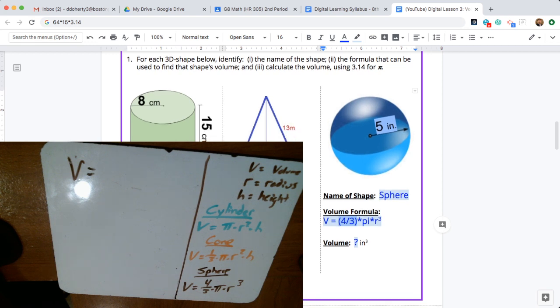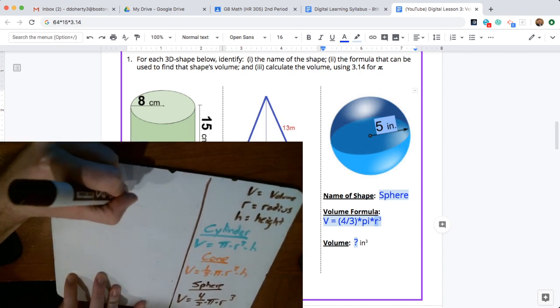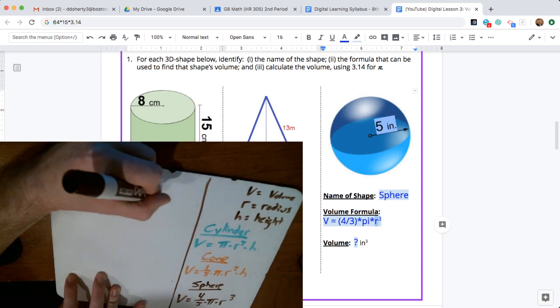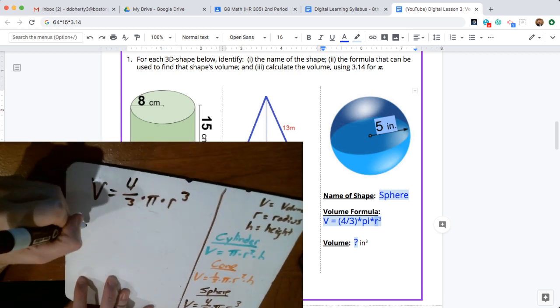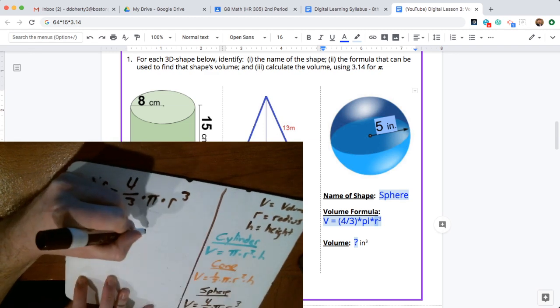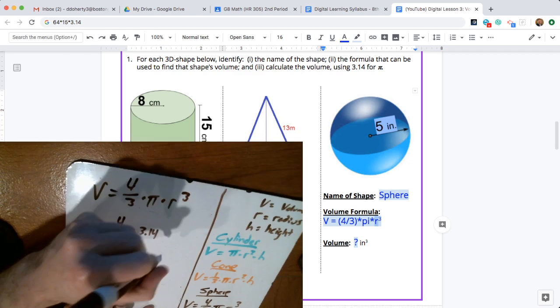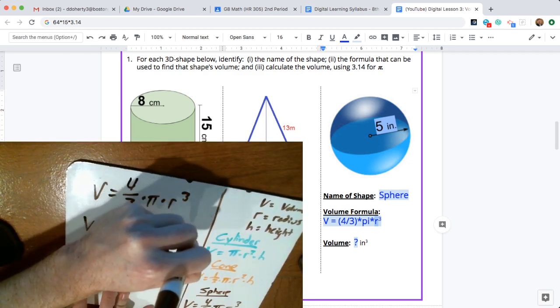So if that's our volume formula, the only thing you need to know to determine the volume of a sphere is the measurement for the radius. In our case, the radius, halfway across the sphere, is 5 inches. So our volume formula, 4/3 times pi times radius cubed, could be changed to V equals 4/3 times 3.14, which is what we're going to use for pi, multiplied by 5 raised to the 3rd power.